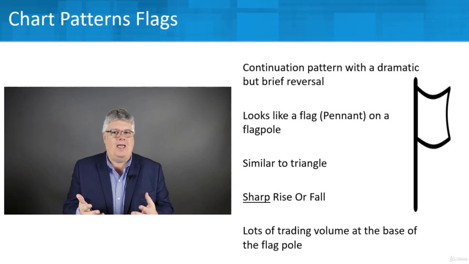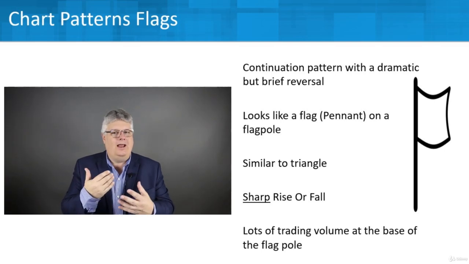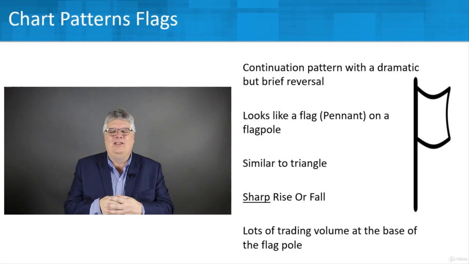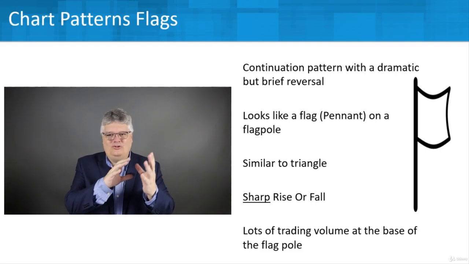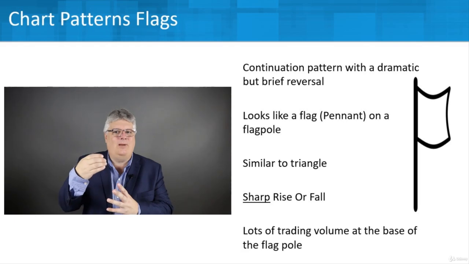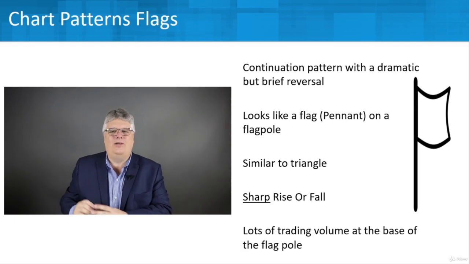Another continuation pattern that's going to follow the trend either upward or downward are what are called flags, right? And it's a continuation pattern, but it has a dramatic but brief reversal. So if your prices are, let's say, downtrending and they're going down, on a flag the prices are going to go dramatically up for a little bit, and then they're going to come back down and follow that trend, as we'll see in the example coming up.